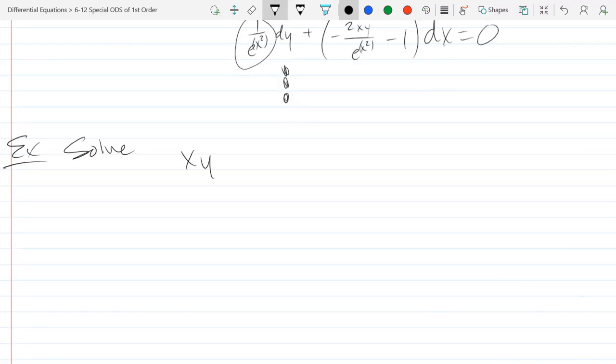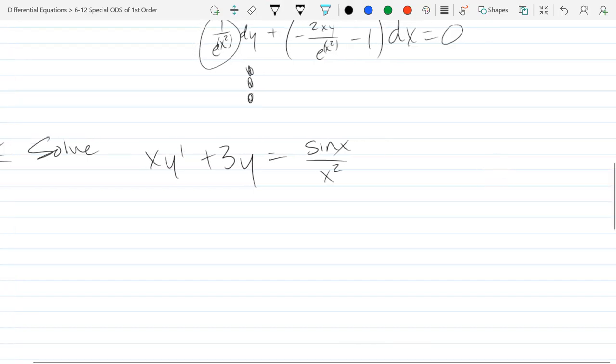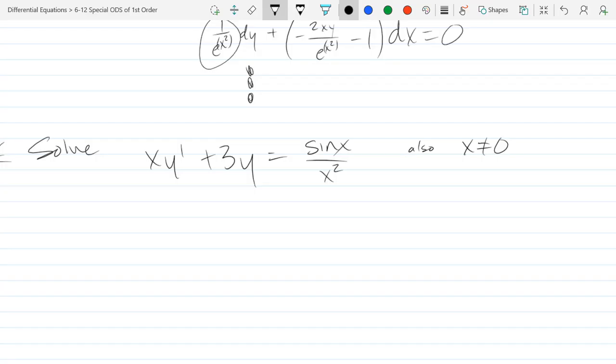Solve xy prime plus 3y equals sine x over x squared. Also, of course, obviously x cannot be 0. And I have an initial condition for this: y of pi over 2 equals 1.